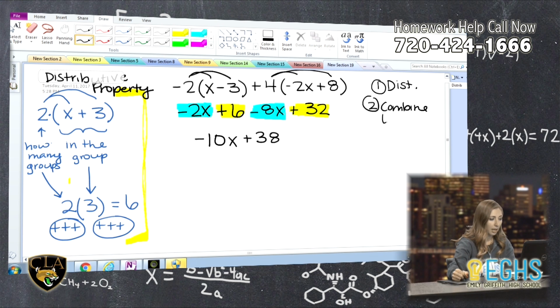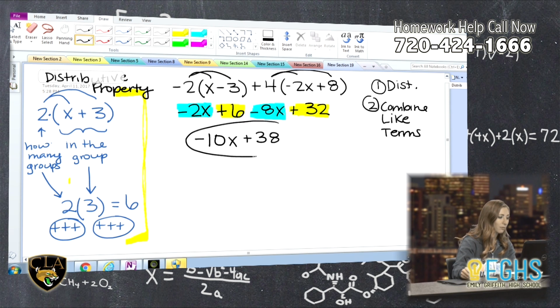And at this point, there's really nothing else I can do. There's nothing to combine or multiply or anything. So this is my simplest form. Ta-da!